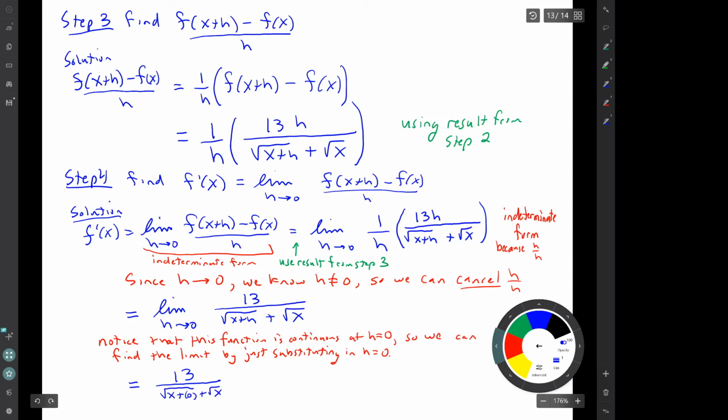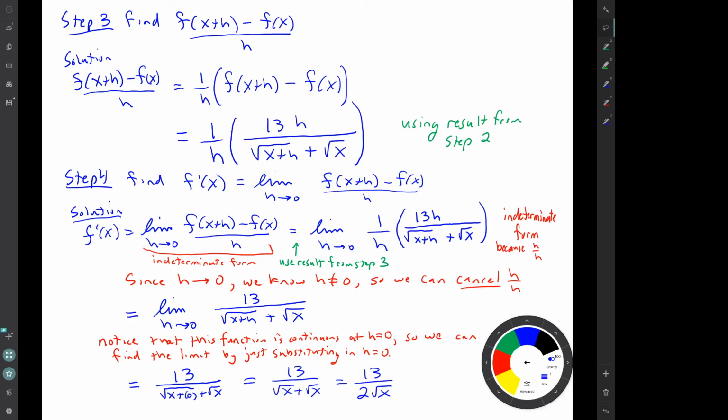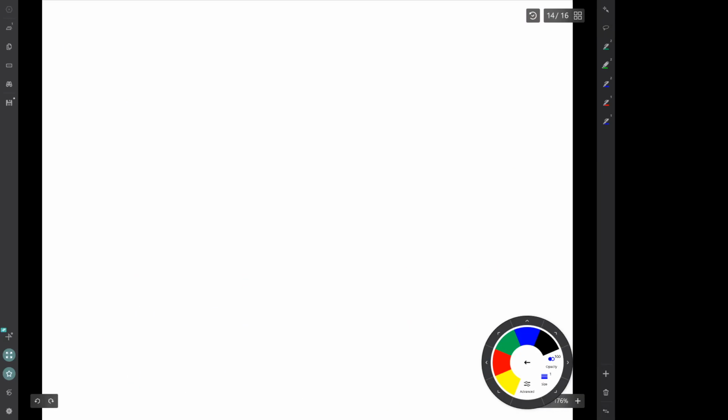When I substitute in h equals 0, I end up with this simpler expression. Notice that the limit in front is no longer there. When I substitute in my x value, I've done the limit. Now I'm just simplifying. So there's our result. We found that f prime of x is this thing. Let's write a summary of this on the next page. So here's our summary.